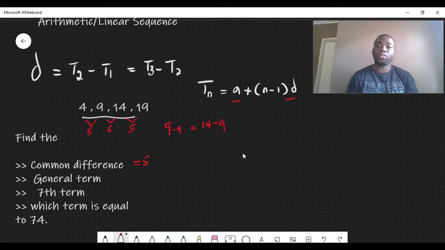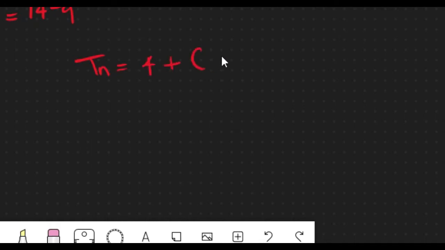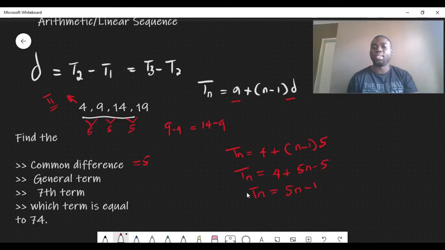So the next question that it asks us to find here is to calculate our general term. And how the general term actually works is by substituting our a and substituting our d into the arithmetic sequence formula. Now this is our general term.